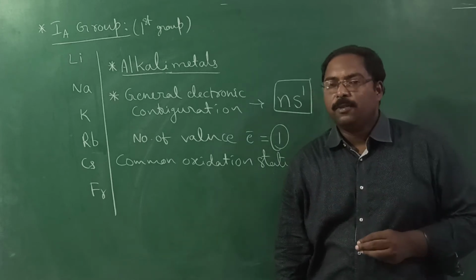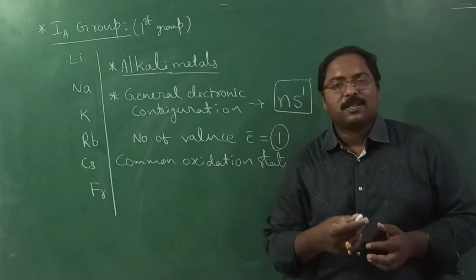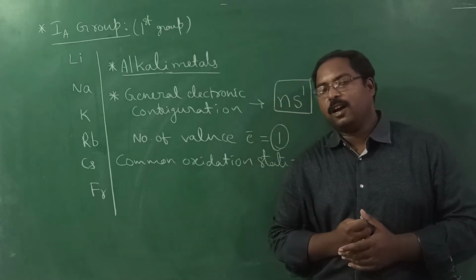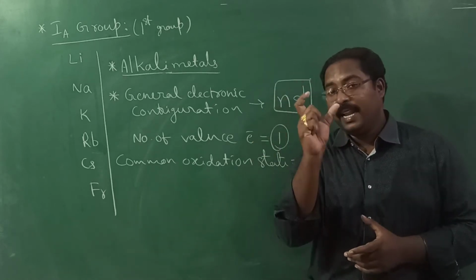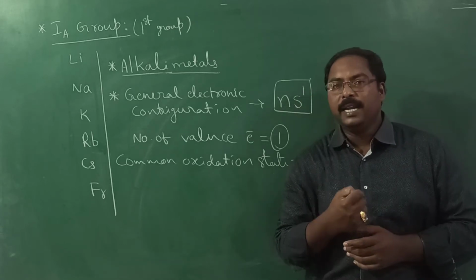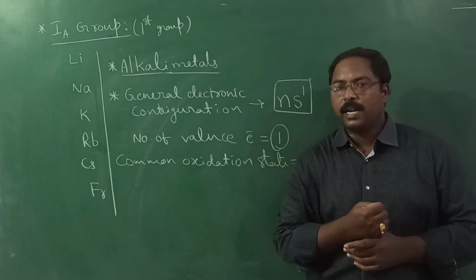Some others may get a doubt: okay, it is losing one electron, but in the lower classes we learned that every element tries to get the octet configuration. Octet means how many? 8 electrons. Like the noble gases, every element wants to attain stability by reaching that octet configuration.